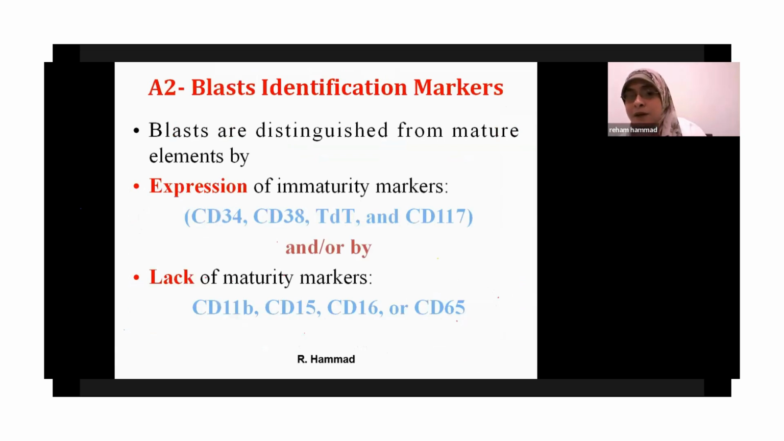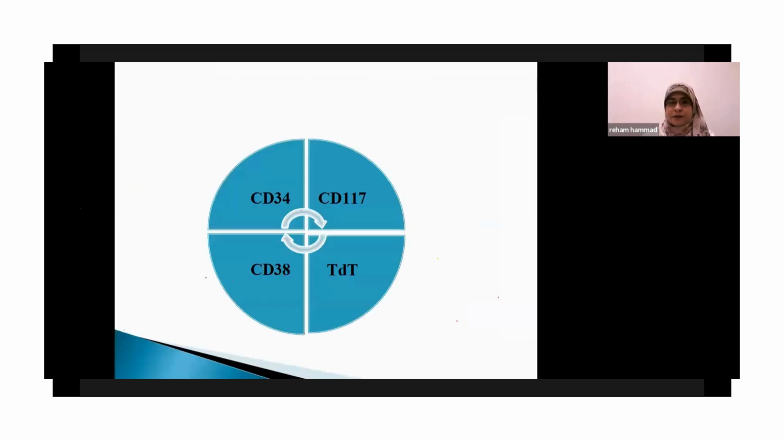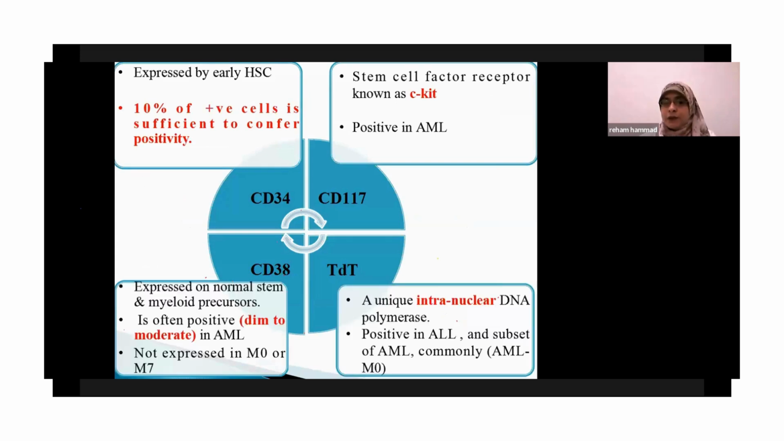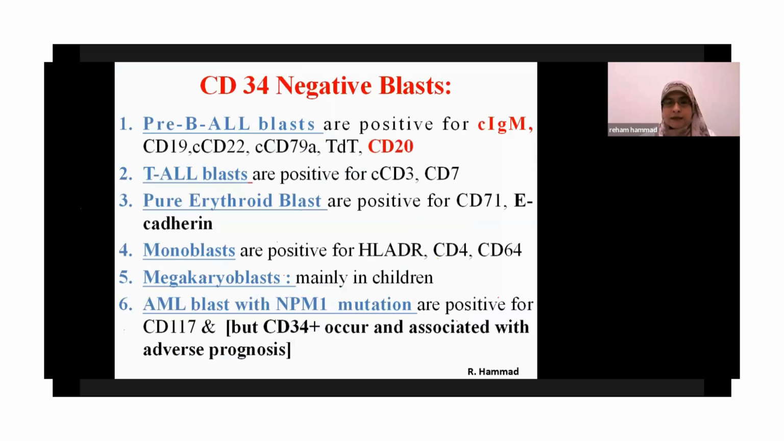How can I identify the blast? First, you will have to identify the immaturity markers of those blasts. Please remember four markers, we are going to use them a lot in the second session: CD34, CD38, TdT, and CD117. And please remember that when I express the immaturity markers, I usually lack the maturity markers. What are the maturity markers? CD11b, CD15, CD16, and CD65. These are the markers I have been asking you to revise, inshallah, for the next session.